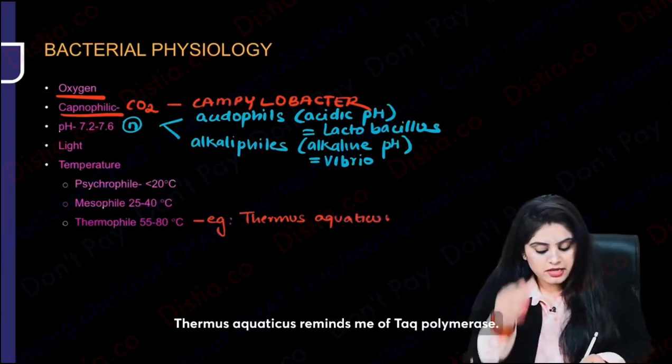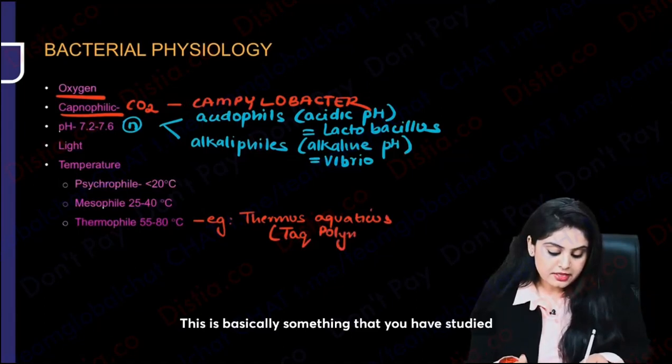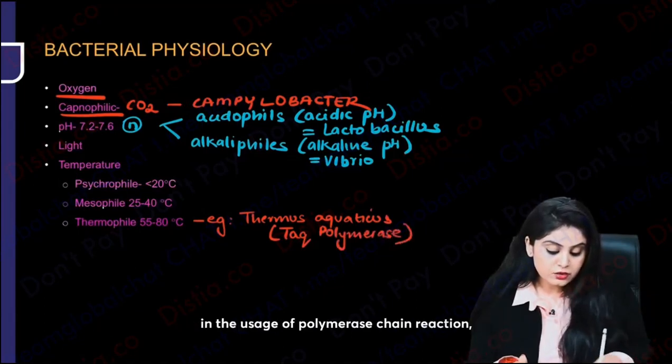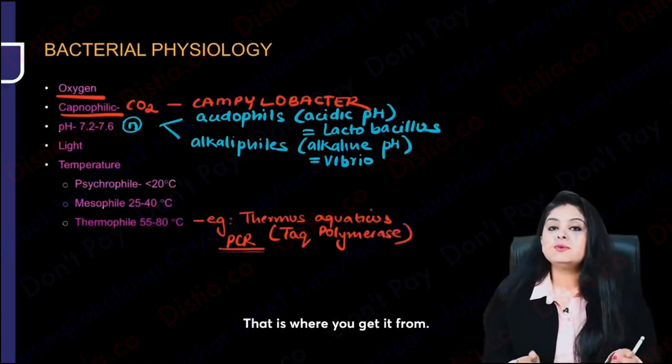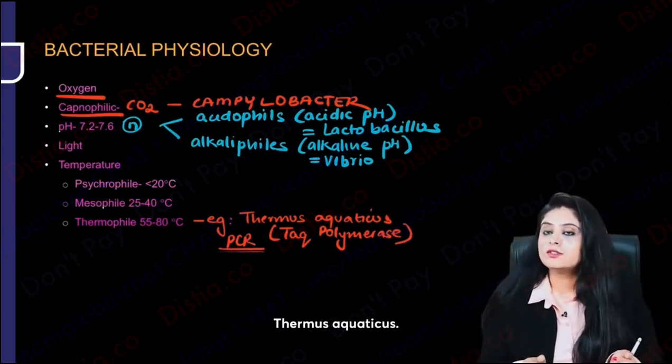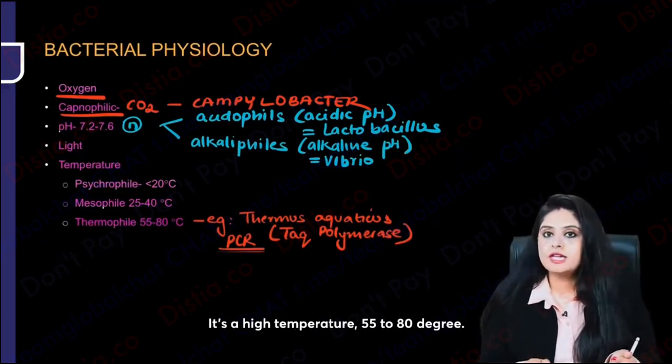Thermus aquaticus reminds me of Taq polymerase. This is something that you have studied in the usage of polymerase chain reaction, right? This enzyme, that is where you get it from, Thermus aquaticus. So that is going to be a thermophile. It's a high temperature, 55 to 80 degrees.